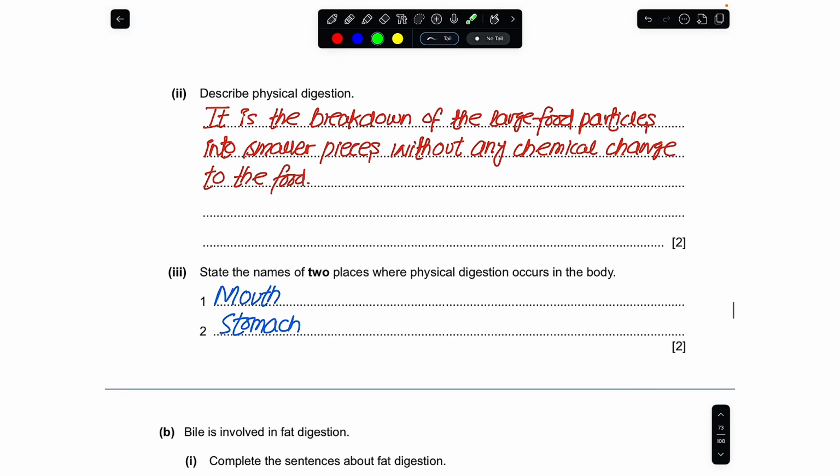Moving to the second part, for 2 marks, they want us to describe physical digestion. So we are aware that physical digestion would break down the large food particles into smaller pieces, and it would not do any chemical change to the food. For the third, they want us to state the names of two places where physical digestion occurs in the body. So they are the prominent ones: the mouth, where we have the teeth, and in the stomach we have got its muscular wall.